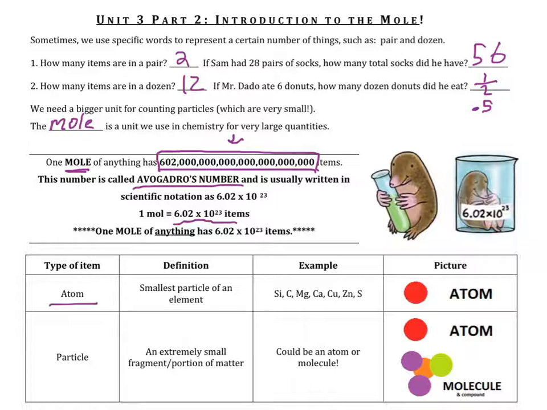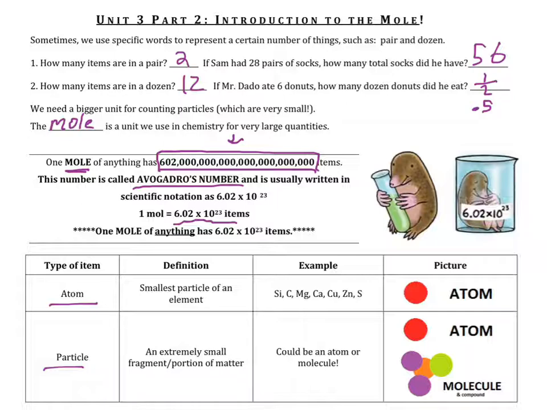So if we had a mole of atoms, we had 6.02 times 10 to the 23rd of those atoms. And we'll also see particles. If we had a mole of particles, it'd be 6.02 times 10 to the 23rd. And so particles can be a lot of different things. It could be an atom, it can be a molecule, it can be an ion, which we'll learn about later. But anyways, particles are usually very small things that we're talking about.